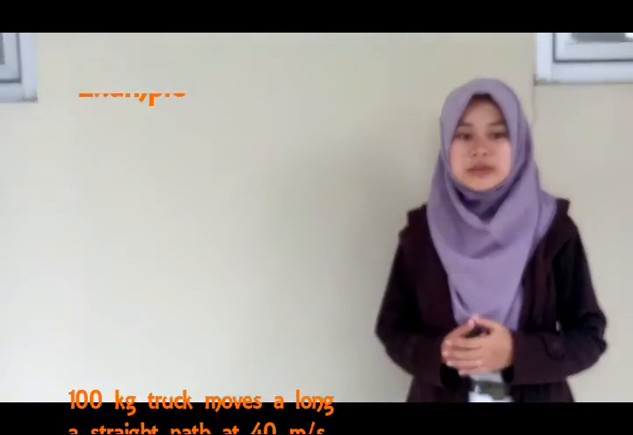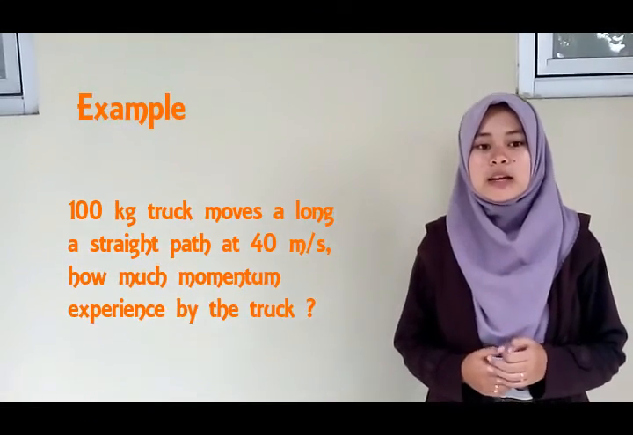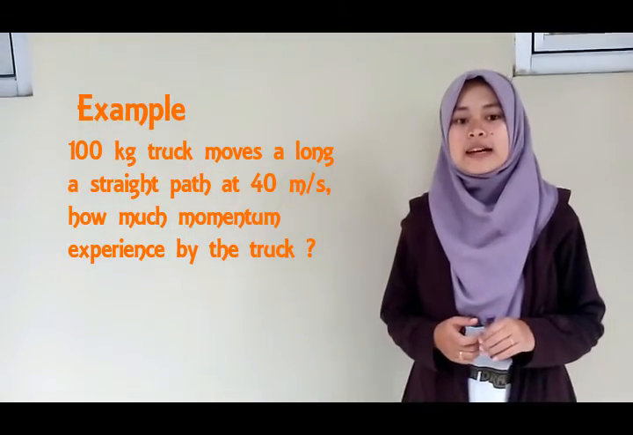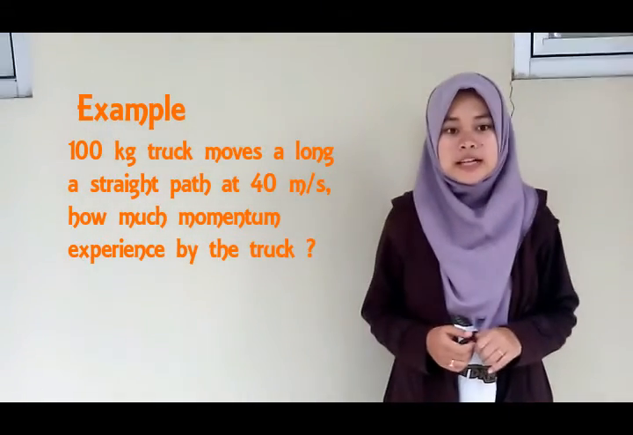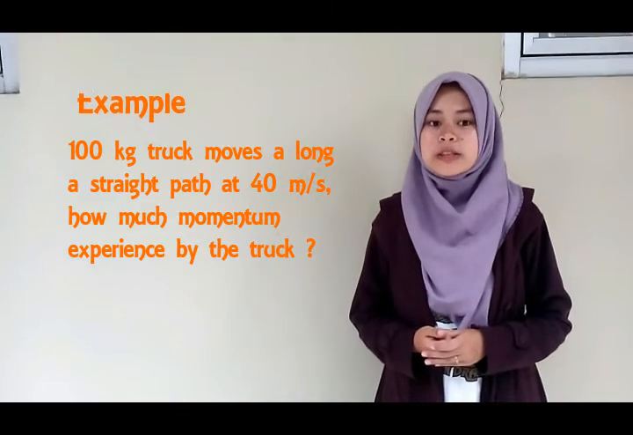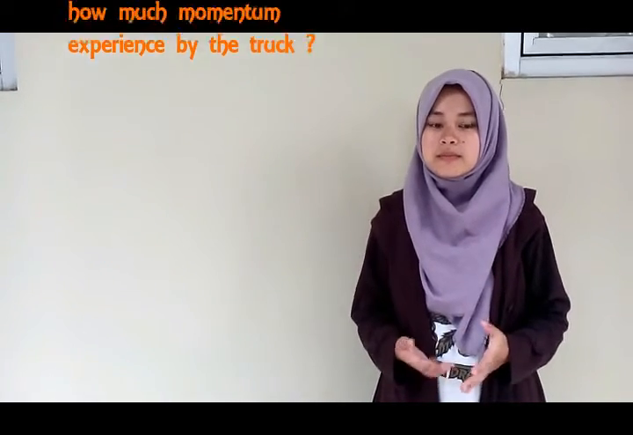The greater the mass of the object, the greater the momentum of the object. And the greater the velocity or speed of the object, the greater the momentum of the object will also be. For example, a 100-kilogram truck moves along a straight path at 14 meters per second. How much momentum is experienced by the truck?